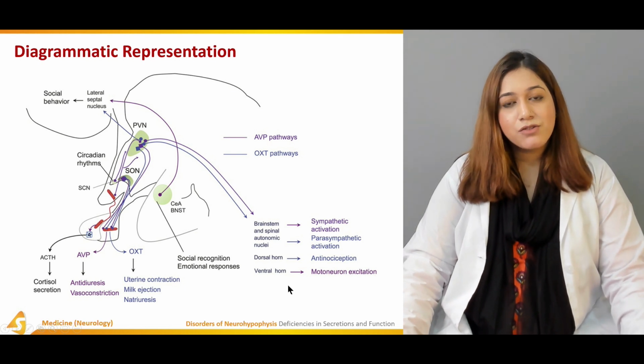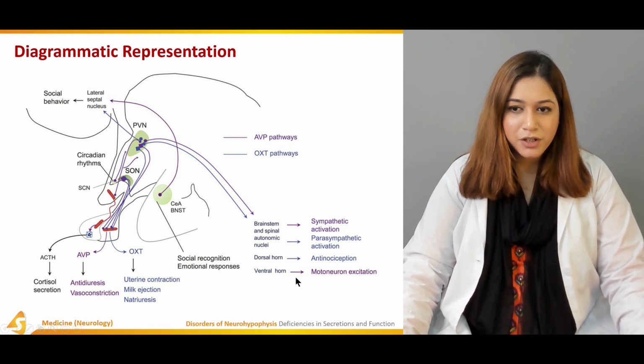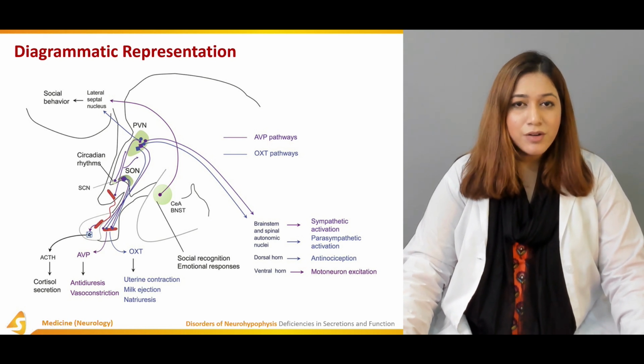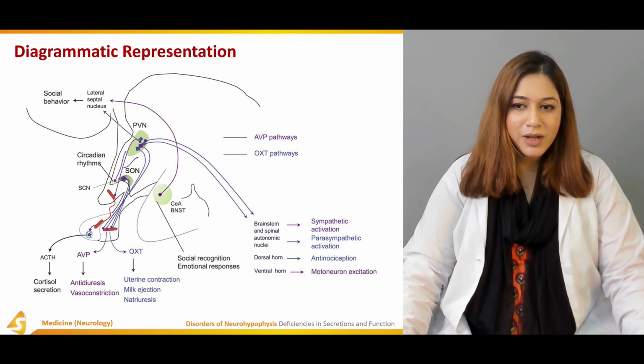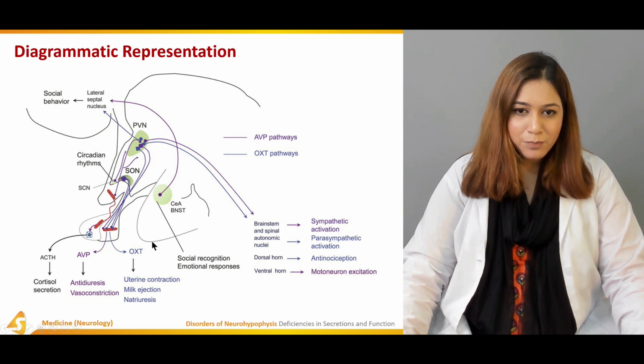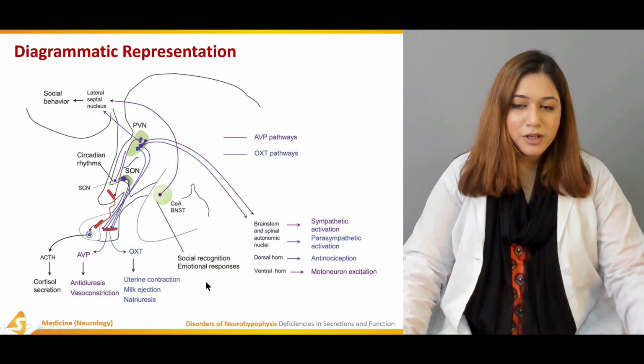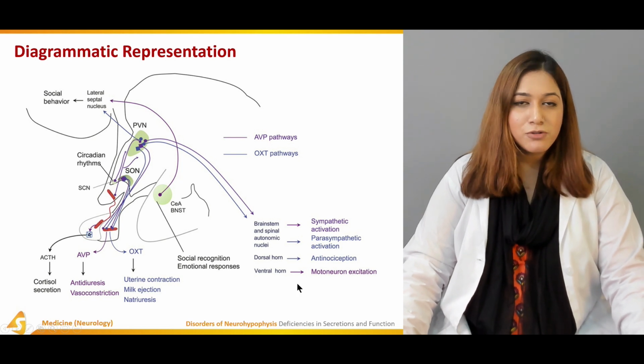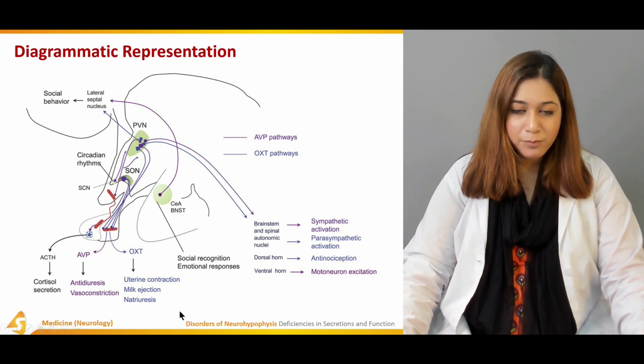Now, AVP that is released from the suprachiasmatic nucleus contributes to the control of circadian rhythms and body temperature. How does it do that? It acts via projections to the medial preoptic area, the subparaventricular zone and the dorsomedial hypothalamic nuclei.